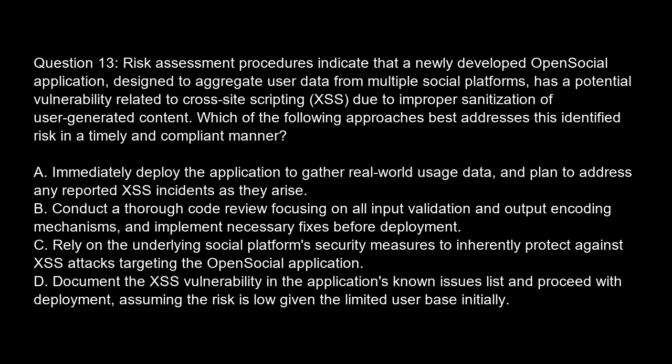Option A. Immediately deploy the application to gather real-world usage data and plan to address any reported XSS incidents as they arise. Option B. Conduct a thorough code review focusing on all input validation and output encoding mechanisms and implement necessary fixes before deployment. Option C. Rely on the underlying social platform's security measures to inherently protect against XSS attacks targeting the open social application. Option D. Document the XSS vulnerability in the application's known issues list and proceed with deployment, assuming the risk is low given the limited user base initially.